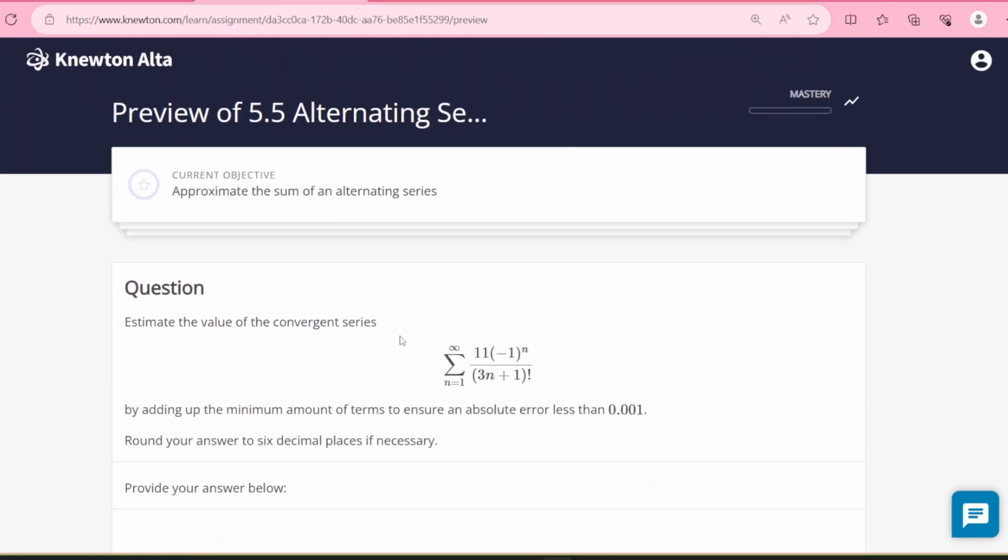Okay, so our first question. We're talking about alternating series here. Now I'm in the objective here. The first one they're throwing at me is approximate the sum of an alternating series. So first, before I get into this example, I want to talk about what an alternating series is, and then also go over the alternating series test.